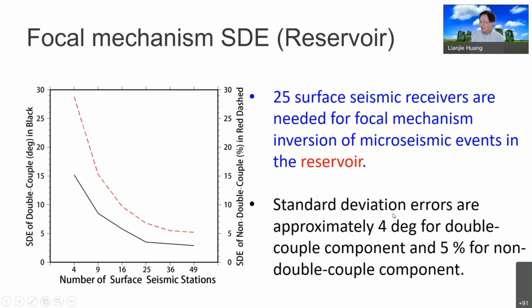Our code can also calculate the focal mechanism error. We calculated both for the reservoir and the faults, and we show that approximately 25 surface seismic stations are needed for focal mechanism inversion of microseismic events in the reservoir and the faults. The standard deviation error is approximately 4 degrees for the double couple component and about 5% for the non-double couple component.